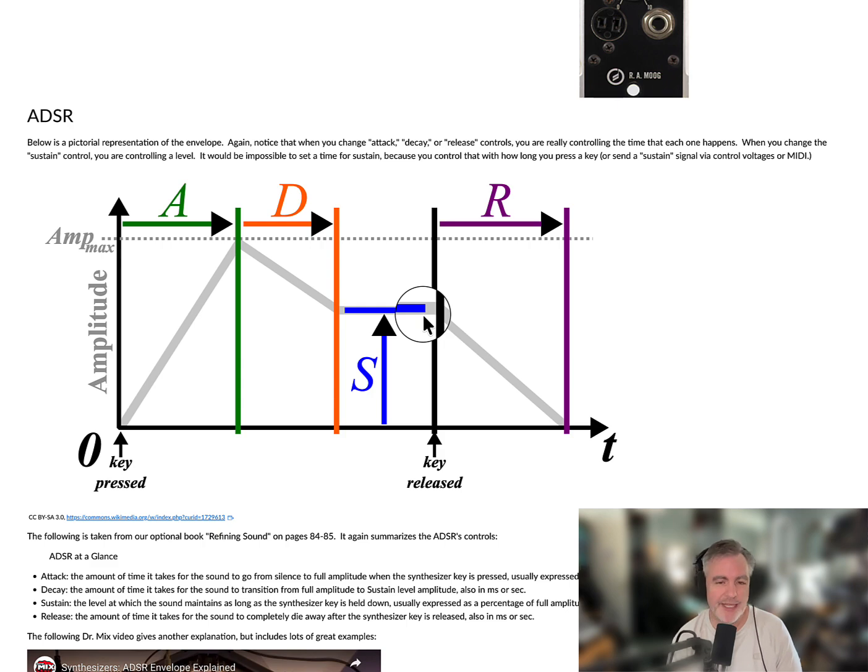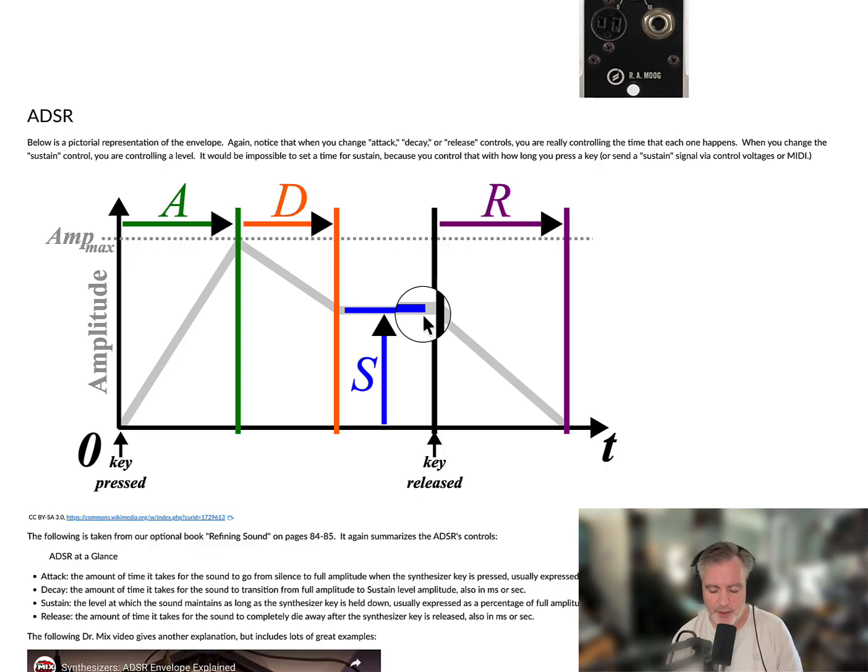So when I press a key, I get a quick, it doesn't have to be quick, sorry. I get an amount that's an attack, an amount of time for it to decay back to the level. If I keep holding the key down, it's going to be at the sustained level for as long as I hold the key down.